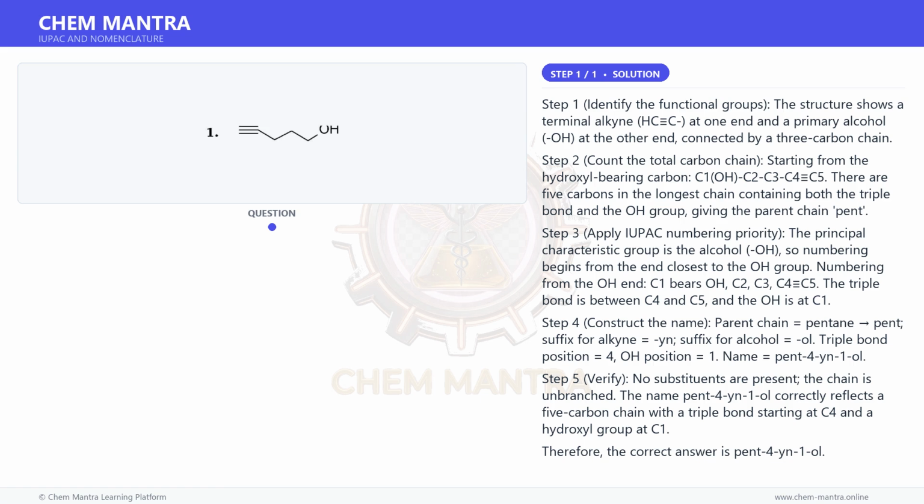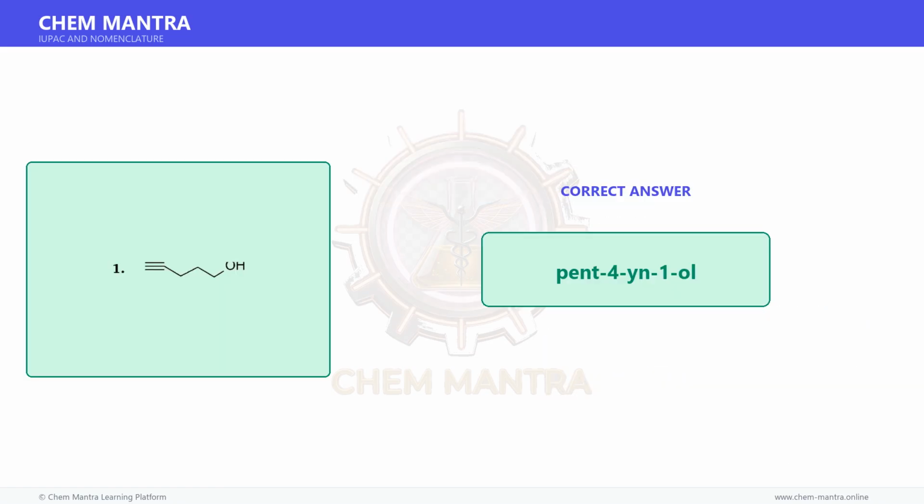The name pent-4-yn-1-ol correctly reflects a 5-carbon chain with a triple bond starting at C4 and a hydroxyl group at C1. Therefore, the correct answer is pent-4-yn-1-ol. The correct answer is shown on screen.